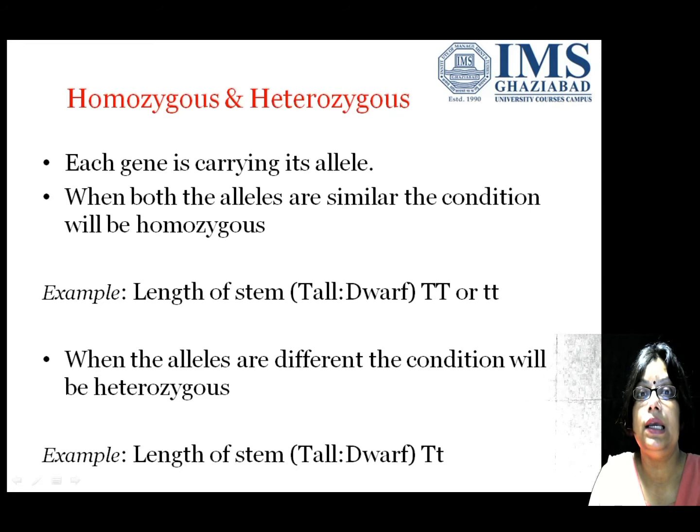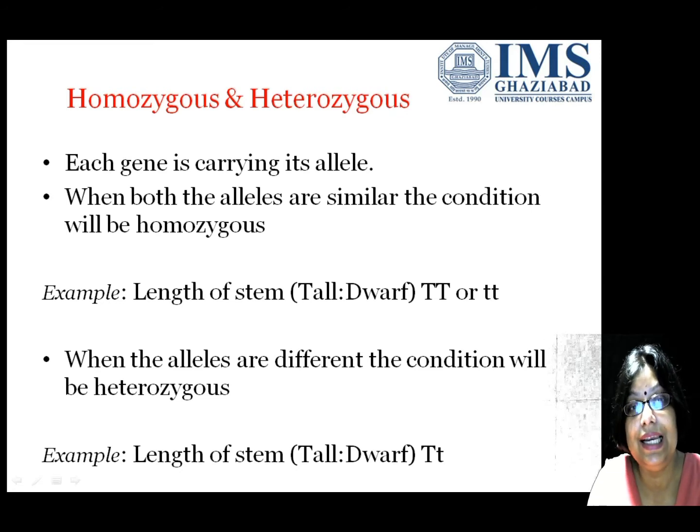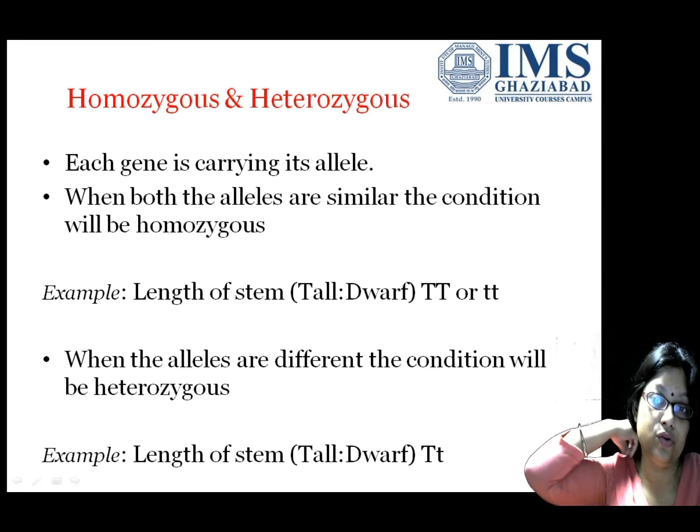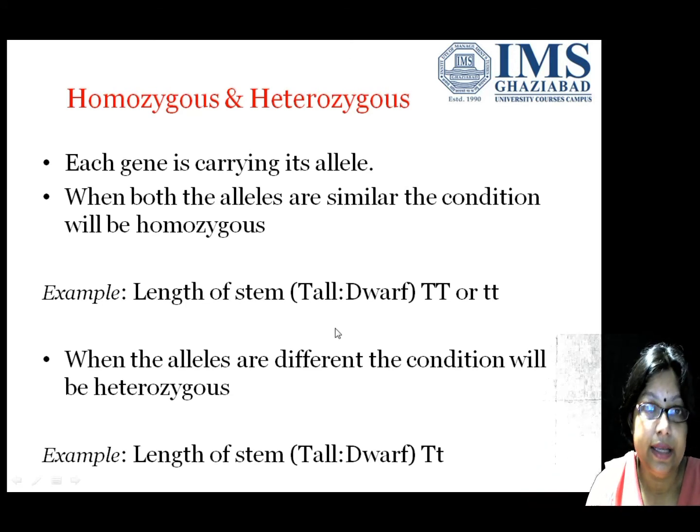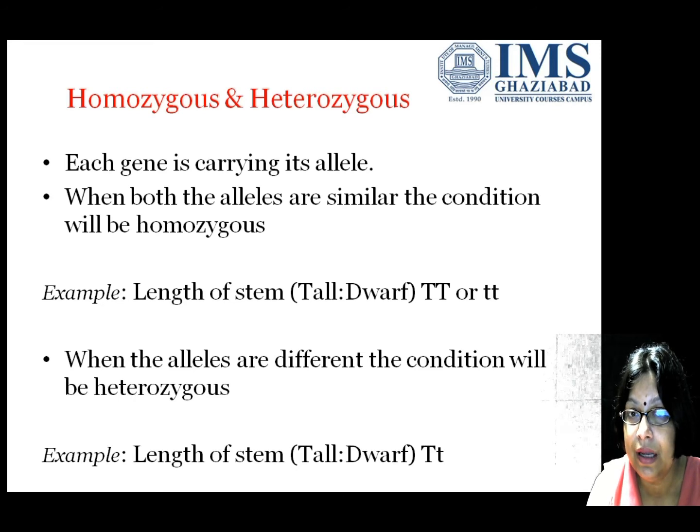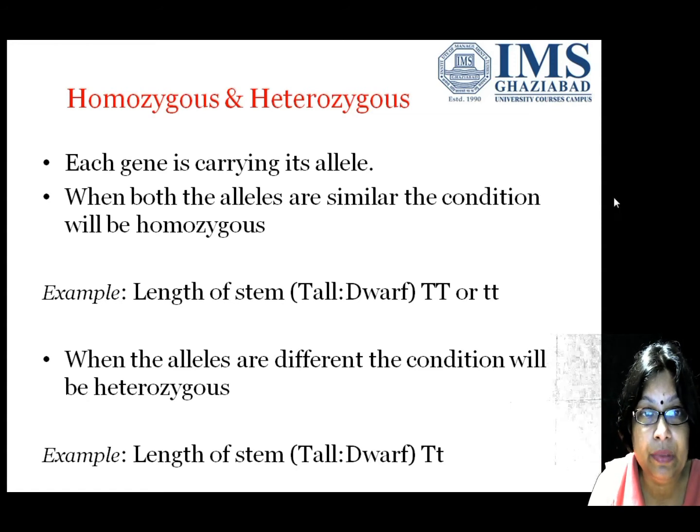Now, the related aspect with the allele is homozygous and heterozygous. As you all know, each gene is carrying its allele. As we discussed earlier, the trait is length of the stem. The forms are tall and dwarf. For example, if there is a gene for tallness, capital T, its allele is small t. If there is a gene for dwarfness, that is small t, its allele is capital T.